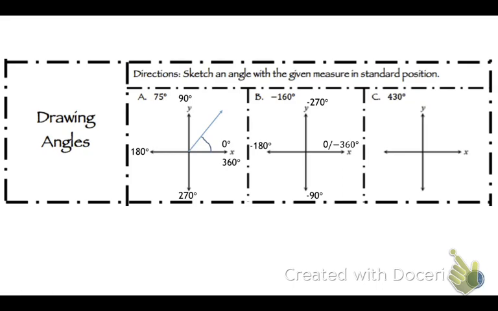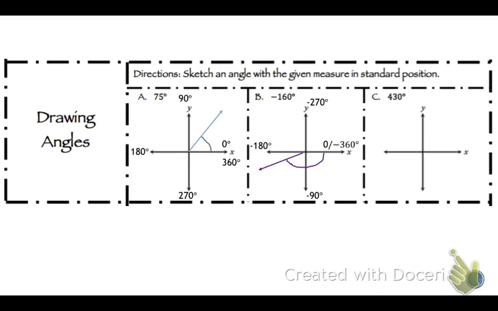Now, if I need to draw negative 160, that's just a little bit before 180. So it's about right there. Draw that terminal side, and we're done. And make sure you draw that little loop so I can see what path you're taking.